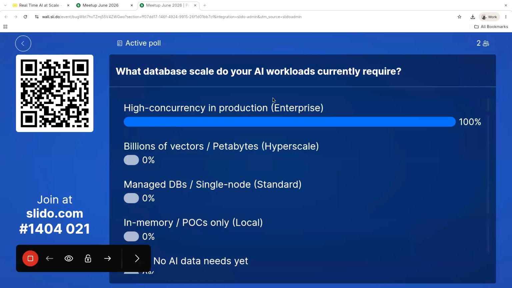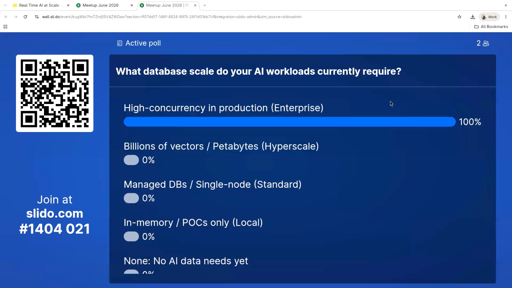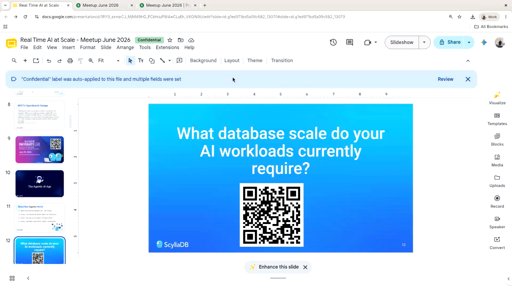All right, so for the people that answered, the answer is high concurrency in production. So yeah, sounds like you have interesting use cases. All right, going back to the slides.